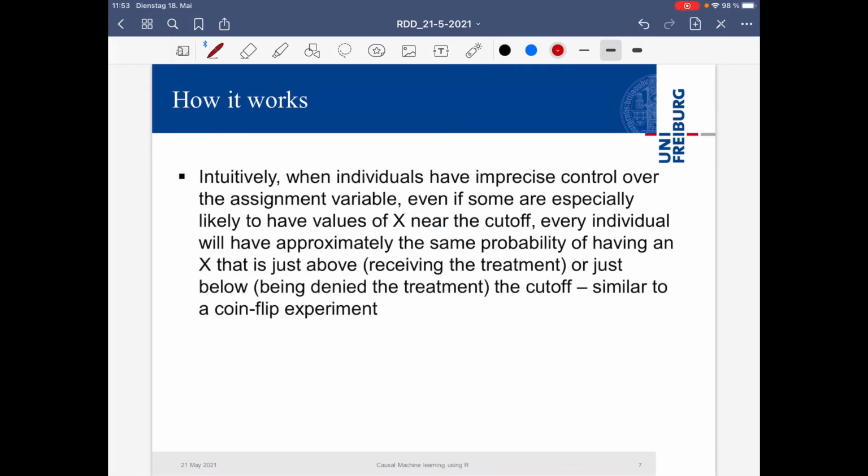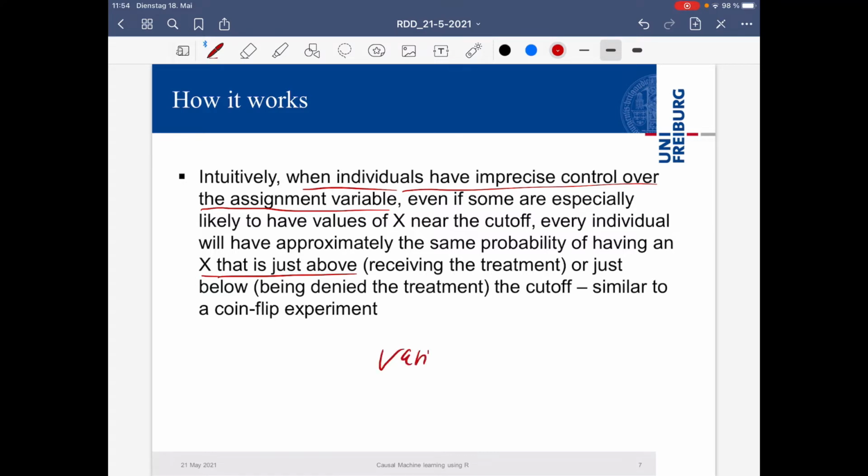Or even more precisely, when individuals have imprecise control over the assignment variable, so cannot manipulate it, even if some are especially likely to have values of x near the cutoff, every individual will have approximately the same probability of having an x that is just above, and receiving the treatment, or just below, and being denied the treatment, the cutoff. So similar to a coin flip experiment.